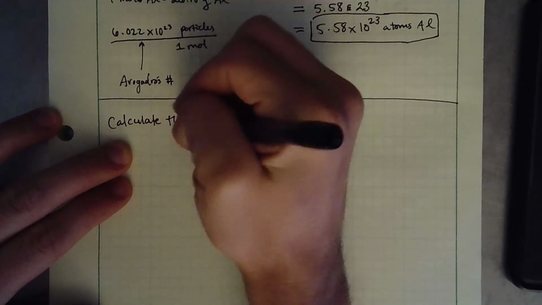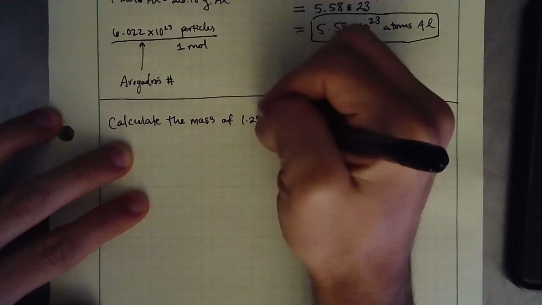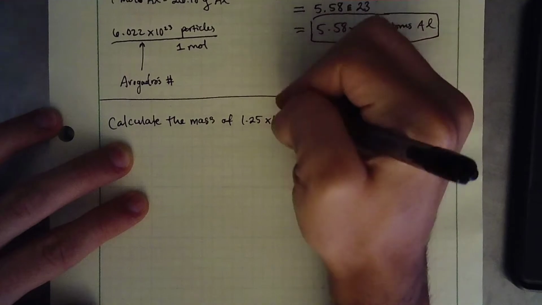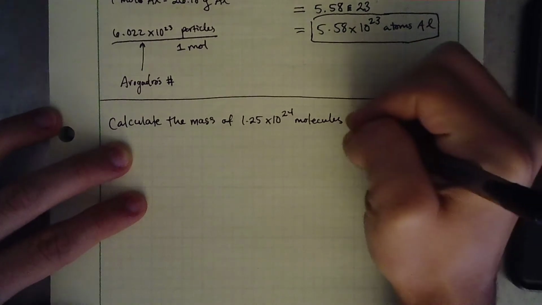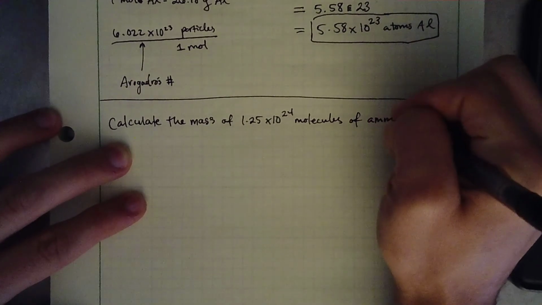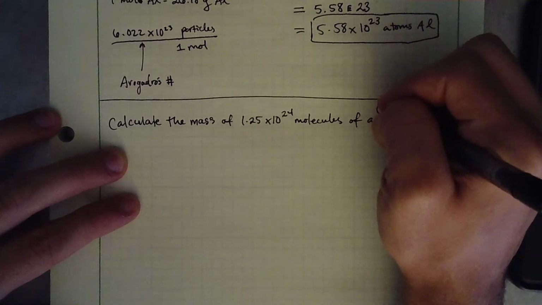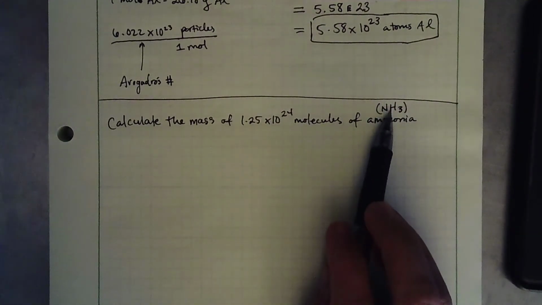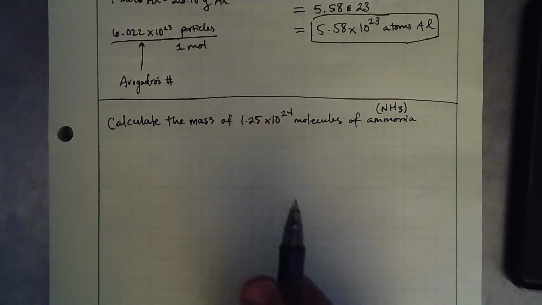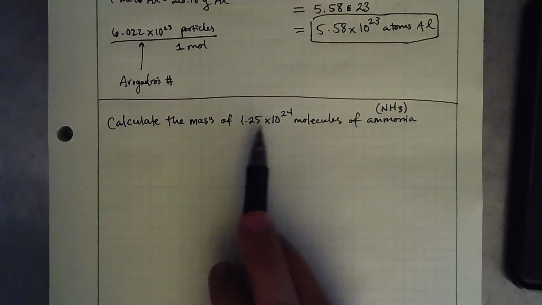Calculate the mass of 1.25 times 10 to the 24th molecules of ammonia. Like you saw in the image from before, ammonia is NH3, 1 nitrogen, 3 hydrogens. So that is what I'm going to use in this problem here. I'm not going to write out ammonia every single time. So we've got a bunch of molecules, 1.25 times 10 to the 24th of them, and we need to figure out how much that weighs.